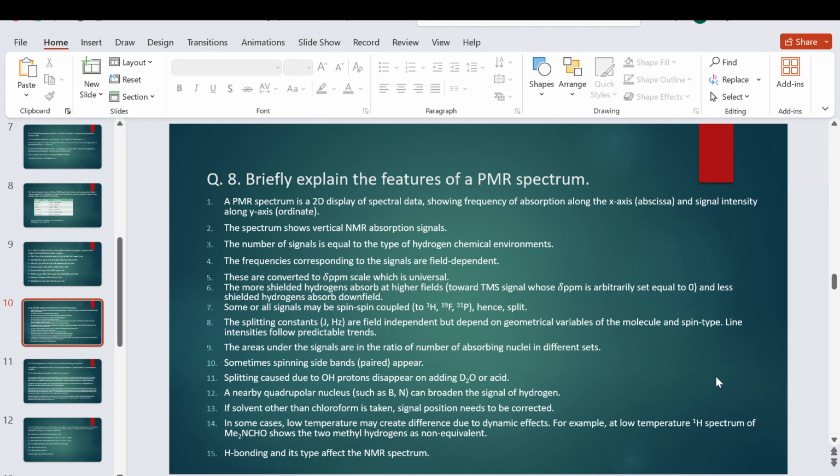For example, at low temperature, the proton signal of dimethyl formamide shows two methyl hydrogens as non-equivalent. At normal temperature, they become equivalent due to fast rotation about the carbon-nitrogen bond. Hydrogen bonding and its type affect the NMR spectrum, and they can be best studied using NMR.